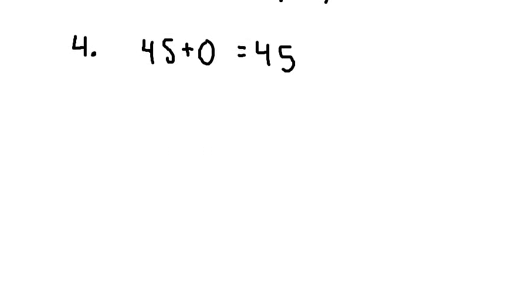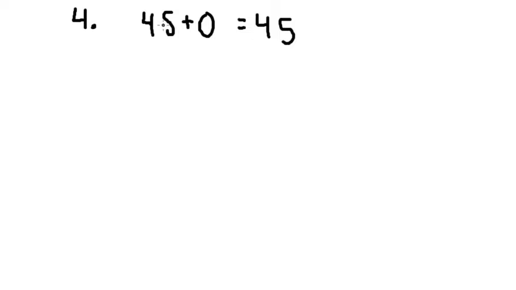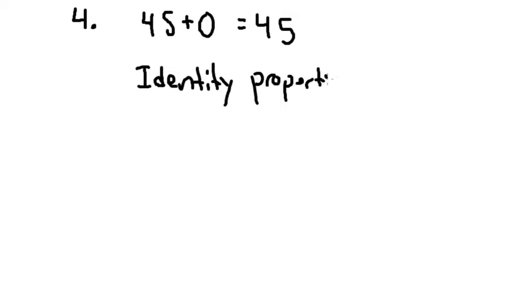Whereas if you take a number and you add 0 to it and you still get that number, that is the identity property of addition. So the identity property is a plus 0 is equal to a. That's how a is represented by 45 in this example. So 45 plus 0 is still equal to 45.